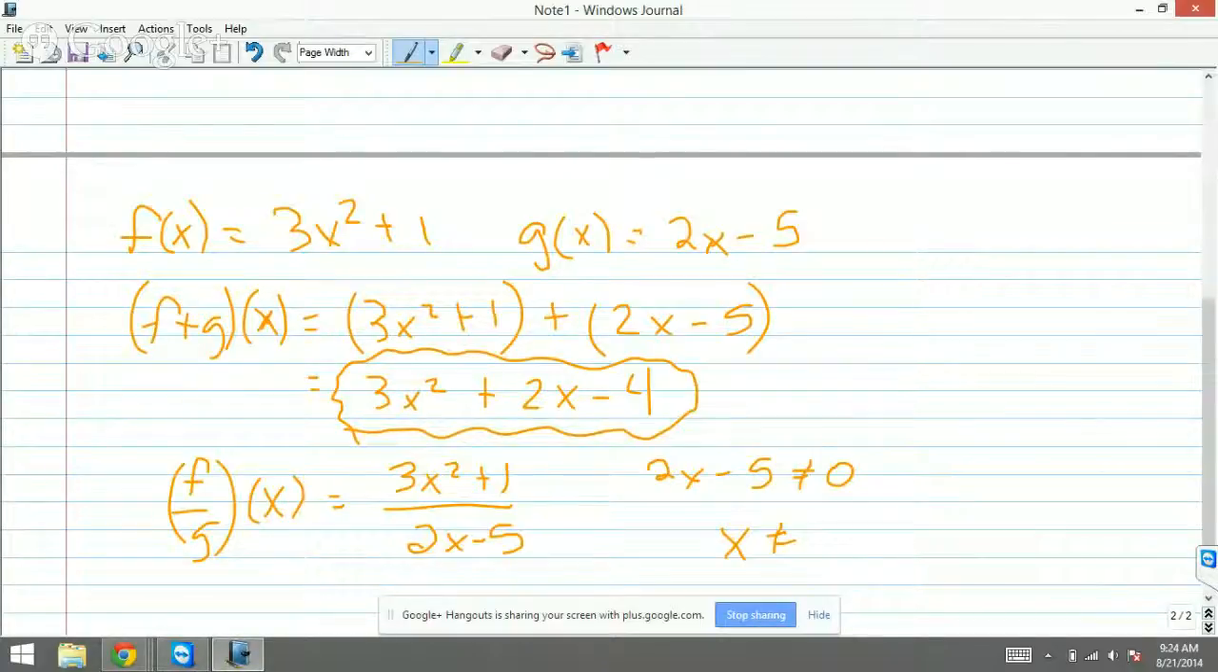By what? Close. 5 over 2. Yeah, you add 5, divide by 2. Okay. Oh, I thought you said 3.5. Okay, good. We're good. So be careful there on those division problems.